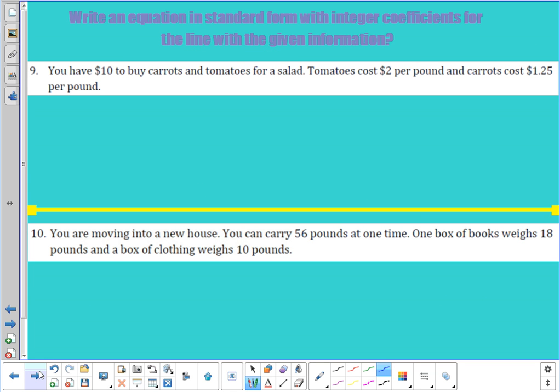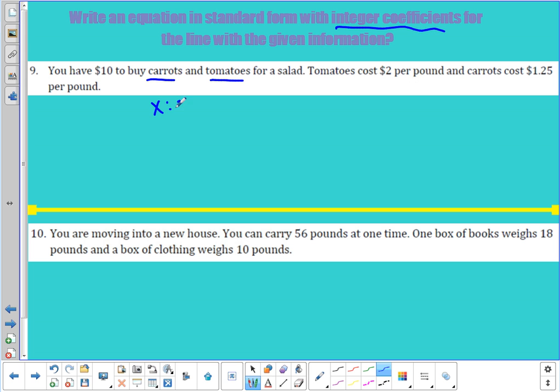Now we're getting into the writing part of this section. So in number 9, it says you have $10 to buy carrots and tomatoes for a salad. Tomatoes cost $2 per pound and carrots cost $1.25 per pound. So I want to write a standard form equation with integer coefficients for this situation. You have two variables going on. You have carrots and tomatoes.